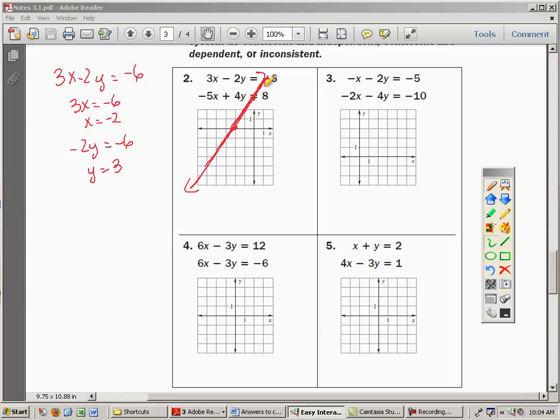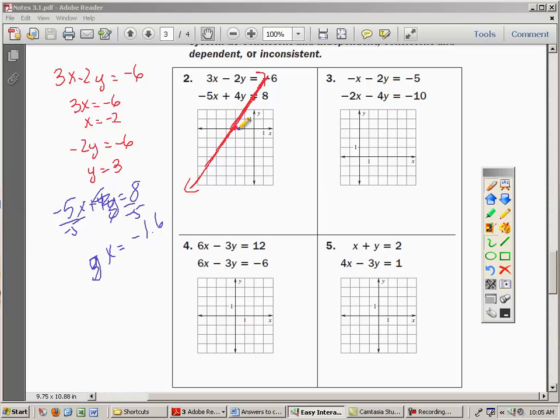Okay. The second line then, line number 2 in this case, is negative 5x plus 4y equals 8. So to find the x-intercept, we plug in 0 for y. We don't get a very pretty result here, but we divide both sides by negative 5. And so we get x equals negative 1.6. And negative 1.6 on the x-axis is right in there somewhere.